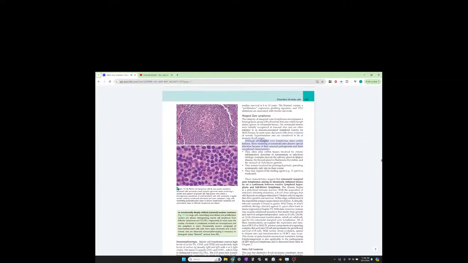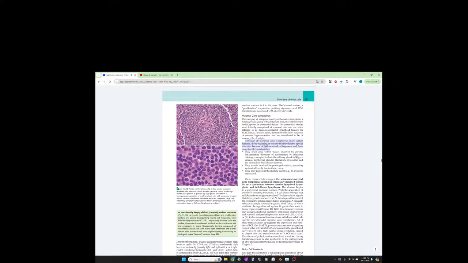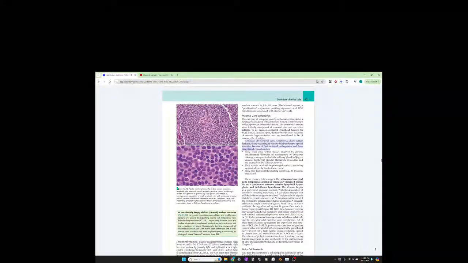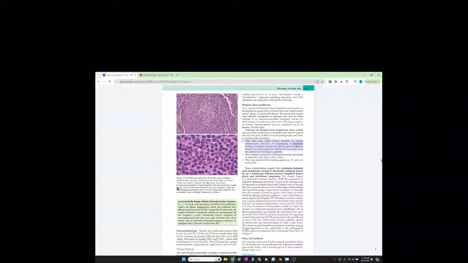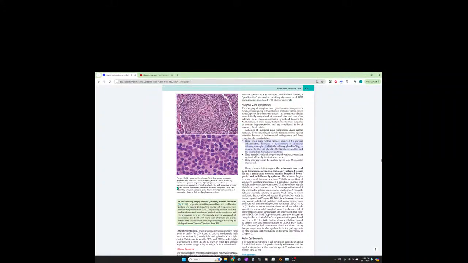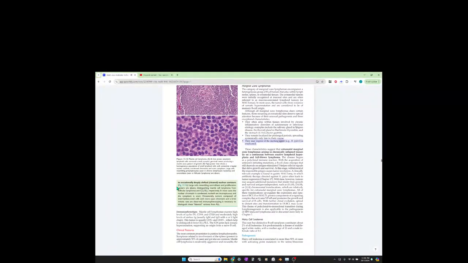Although all marginal zone lymphomas share certain features, those occurring at extranodal sites deserve special attention because of their unusual pathogenesis and three exceptional characteristics. They often arise within tissues involved by chronic inflammatory disorders of autoimmune or infectious etiology. Examples include the salivary gland in Sjogren disease, the thyroid gland in Hashimoto thyroiditis, and the stomach in Helicobacter gastritis. They remain localized for prolonged periods, spreading systemically only late in their course. They may regress if the inciting agent is eradicated.